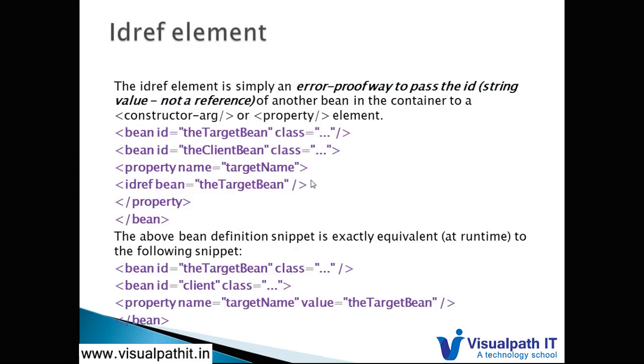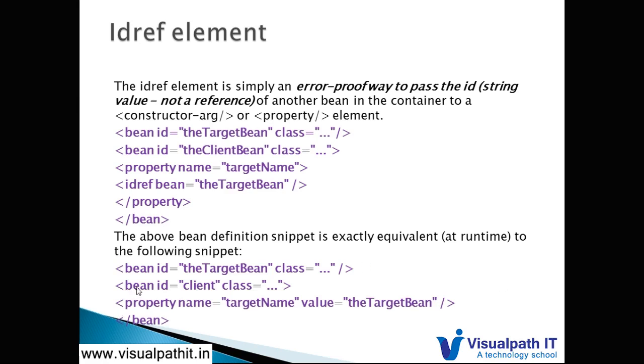Next comes the idref element. What exactly is the idref element? This element is an error-proof way to pass the string value or the id value of one bean in the container to a constructor argument or property element. For example, we have here bean id equal to target bean and a class name. Bean id equal to client bean and the class name, and property name is targetName. idref bean is targetBean. So how can we write this particular bean definition with exactly the same equivalent work it does at runtime?